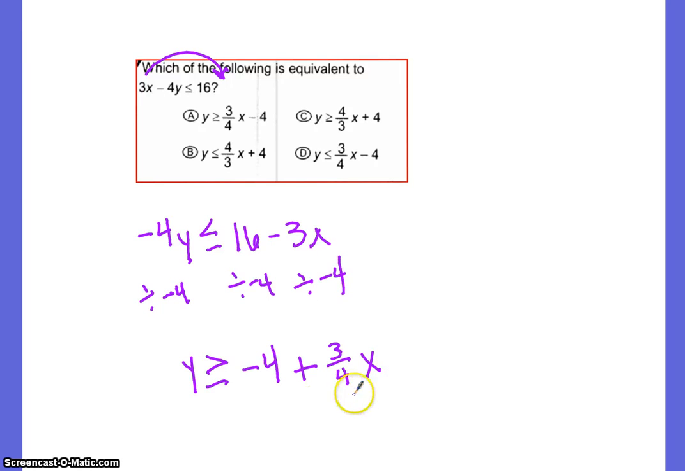So negative 4 plus 3/4 x. Negative 4, positive 4, positive 4, negative 4. 4 positive 3/4 x. That works. And what's your difference here? See, these are both written the same, but you've got to realize it's got to be greater than or equal to. Your answer is A.